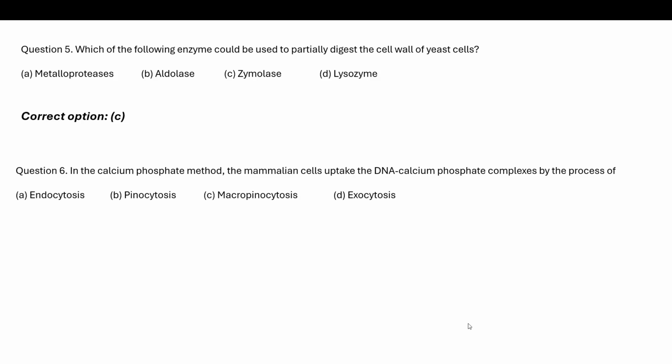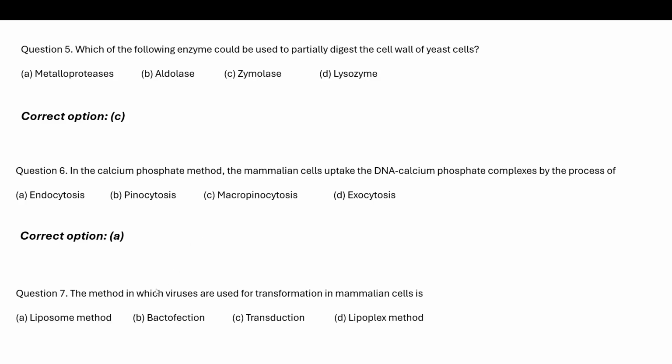And what is pinocytosis? Can anyone answer? Pinocytosis is basically cell drinking: uptake of small molecules or liquid medium from the extracellular environment. Now, the method in which viruses are used for transformation in mammalian cells is option C, transduction.